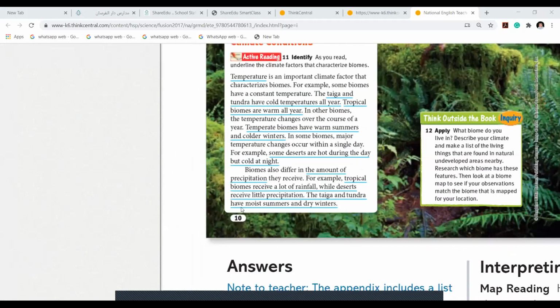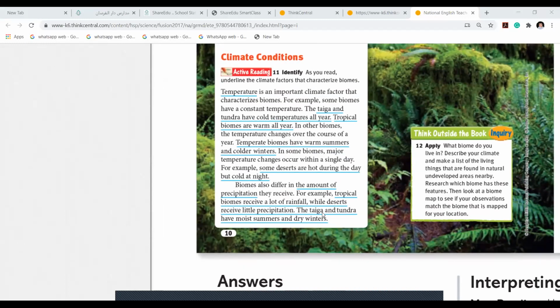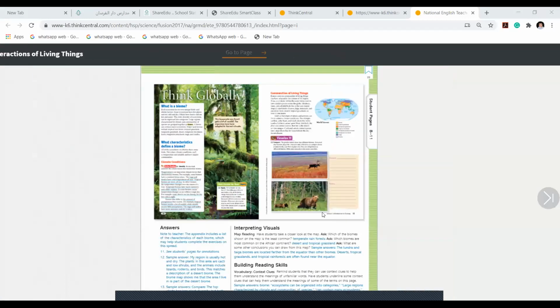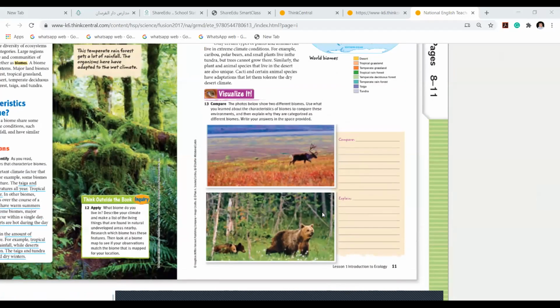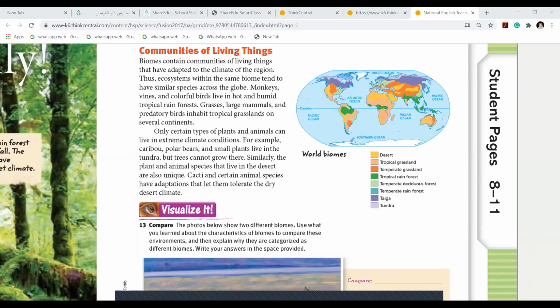All this information is written here in this paragraph, page number 10. Taiga and tundra have cold temperatures all year. Tropical have warm all year. When I say temperate, that means they have warm summers and cold winters. Deserts are hot during the day, but cold at night. We studied different kinds, different classes of biomes. Now, today I'm going to finish this lesson, we have finally communities of living things.